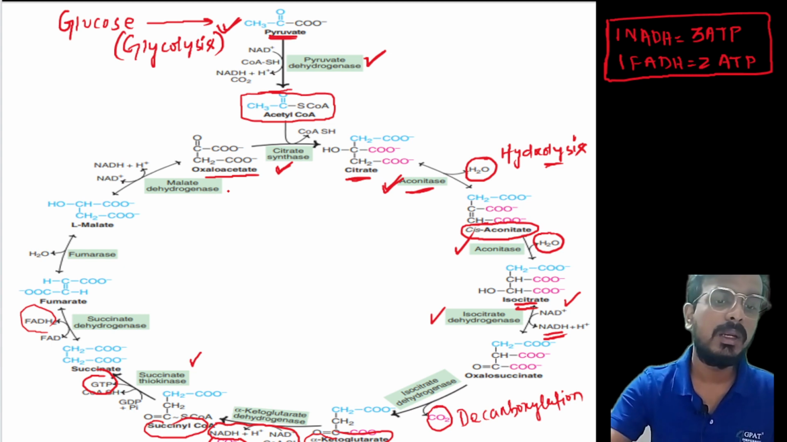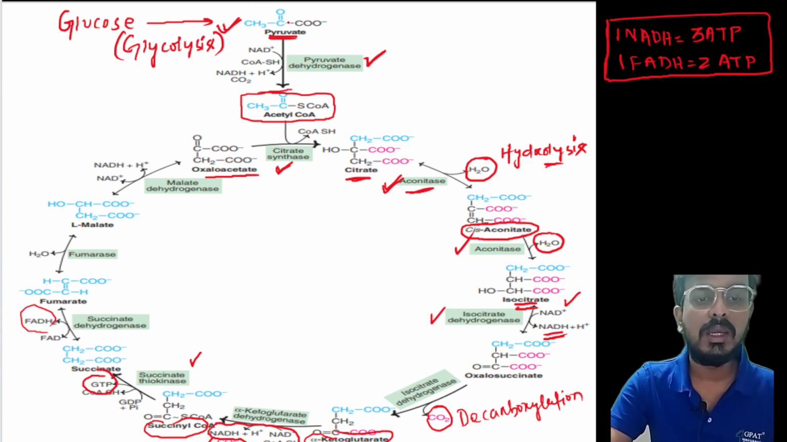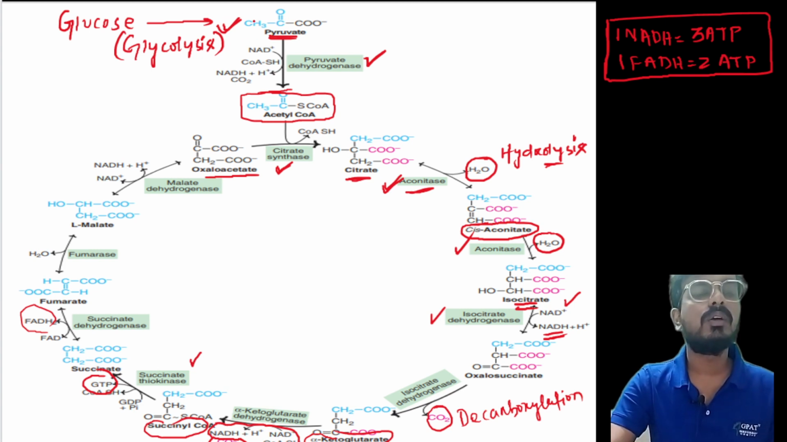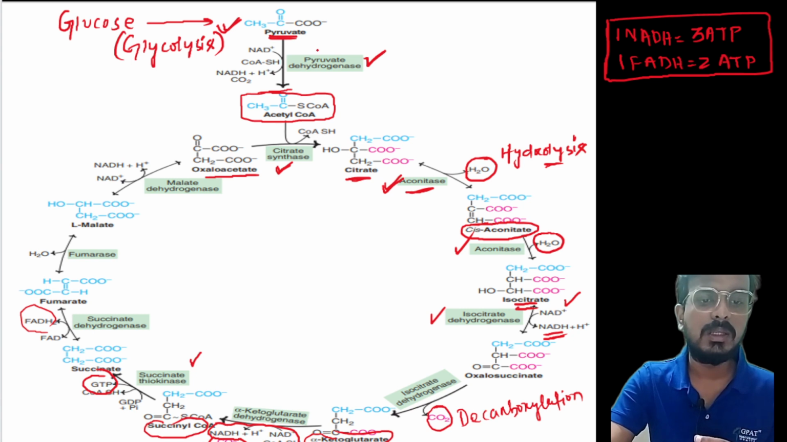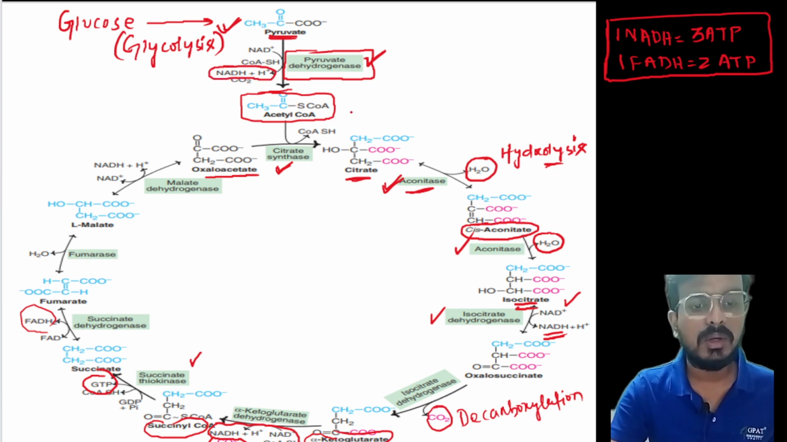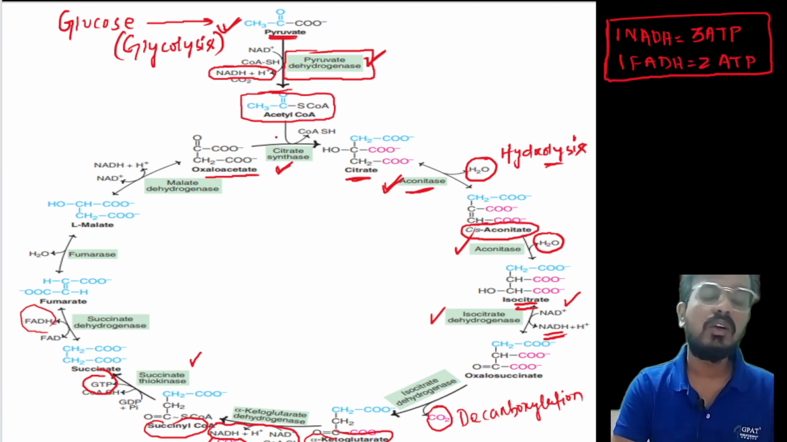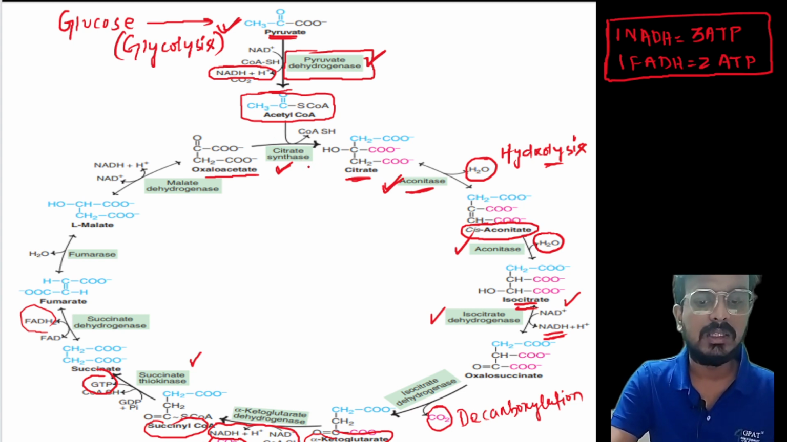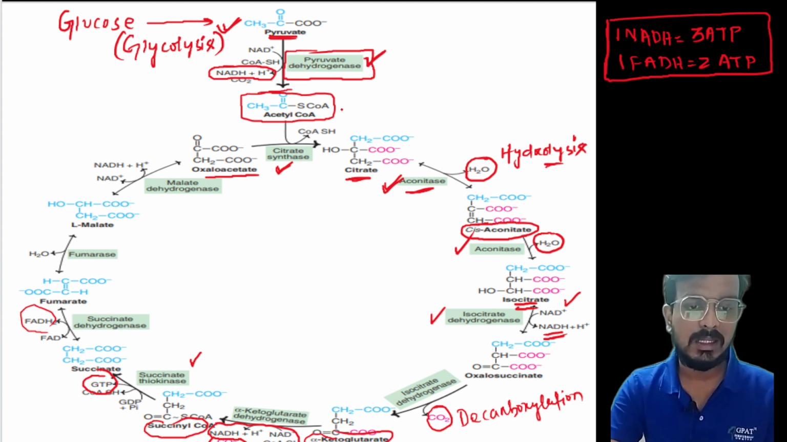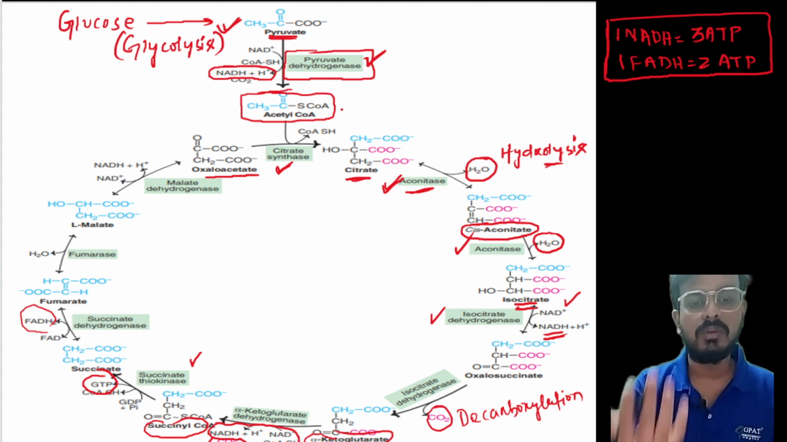place. So I am again repeating. From the oxidation of glucose we get pyruvate. The pyruvate is converted to acetyl coenzyme A by an enzyme called pyruvate dehydrogenase. Here also you will get one NADH. Now this acetyl coenzyme A will convert oxaloacetate to citrate in the presence of an enzyme called citrate synthetase.